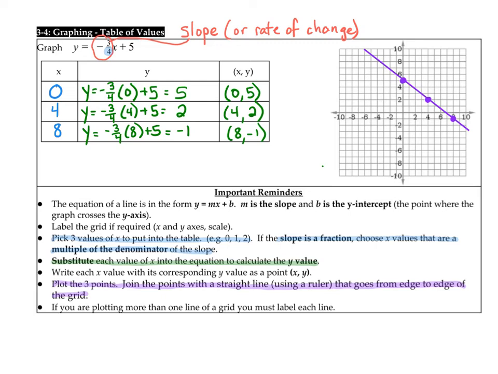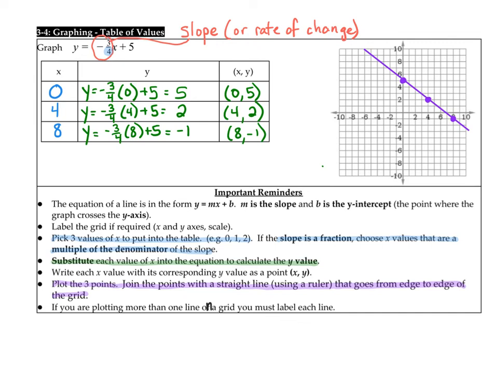Last thing you just need to know is that if you are plotting more than one line on a grid, you have to label each line. So this is only one line, so we don't need to label it. But if you were putting more than one line on a grid, then you would have to label it with the equation.